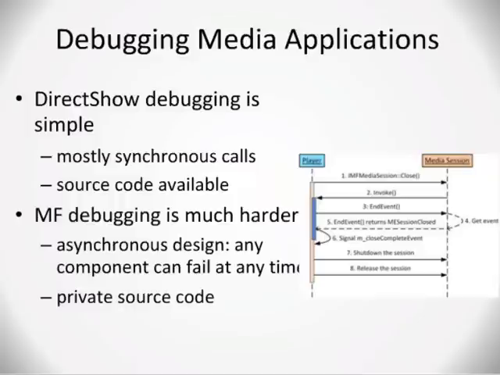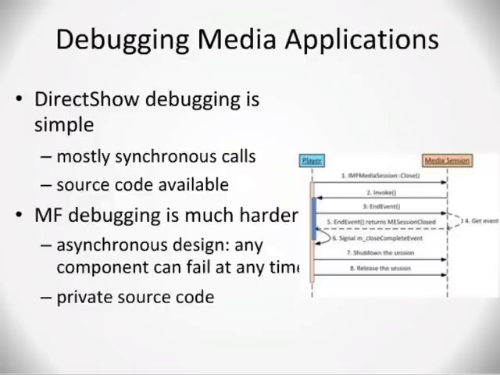So in this small diagram that you can see here, this diagram shows a sequence of calls that are made by the player and the media session to play back a file. So here the player calls into the media session. Actually, this diagram shows how to close a file, or rather to close the media session, but the idea is basically the same. The player application calls into the media session and passes it a file and says, here's the file, here's the topology, and so on.